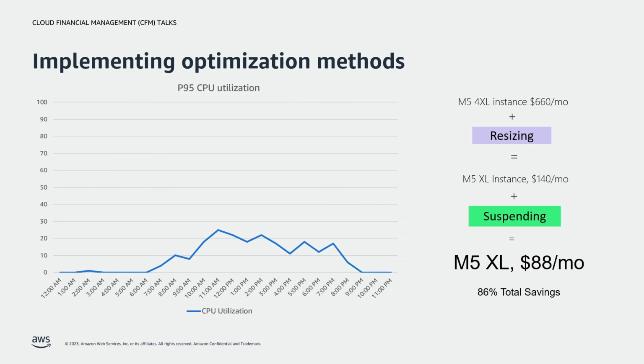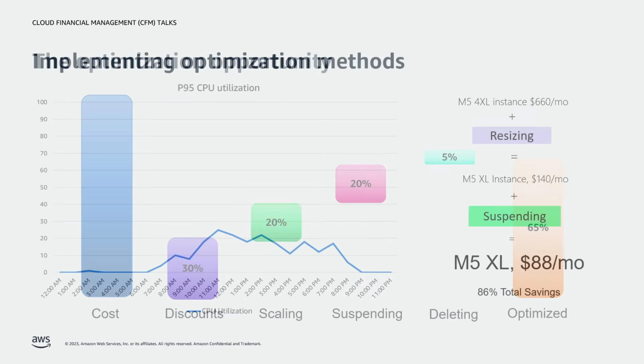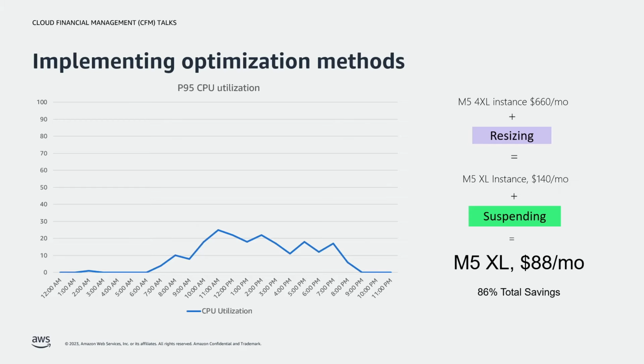So let's take a look at a specific example. Here we have a workload. This is a server, an M5-4XL. This utilization is actually not bad. This gets up to 25% on a daily basis, which is maybe a little higher than typical. Okay, so this is actually a fairly well utilized server, but we can still resize it.